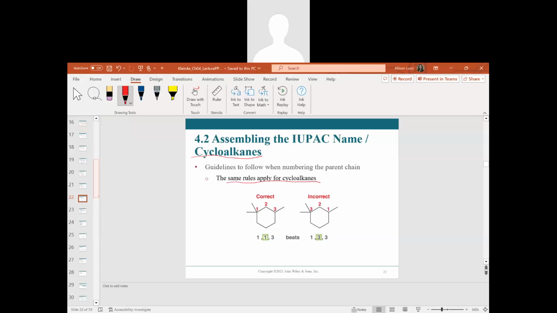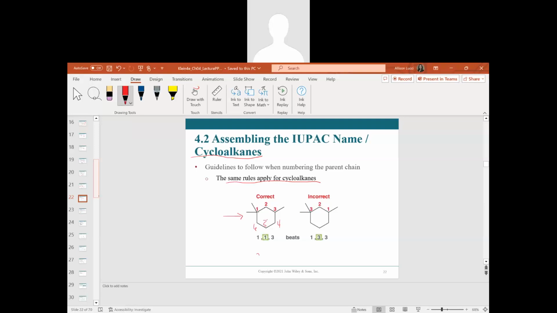So that means that we pick our parent based on the largest number of carbons in a ring versus the largest carbon chain. And then we also would like to number our substituents with the lowest numbering system possible. So let's take a look at this trimethyl cyclohexane here below. So over here on the left, we've numbered our carbons 1, 2, 3 this way. Of course, we know there would be 4, 5, 6 if we continue numbering.